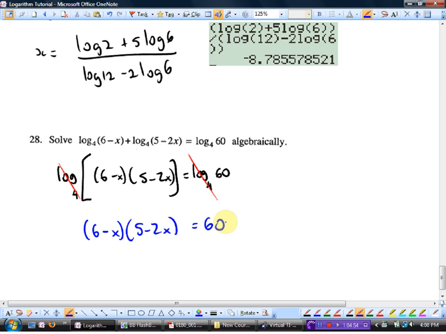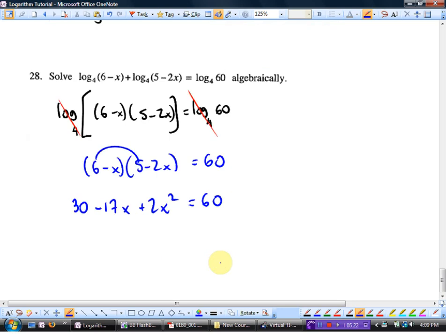Now what? FOIL? Sure. I'll get 30. And I think I'll get a minus 12x and a minus 5x, I think I'm going to get a minus 17x, and plus 2x squared equals 60. What kind of an equation is this? It's a quadratic? How do I know? It's got, well, no, not exponents, specifically a quadratic. It's got a squared. Okay.